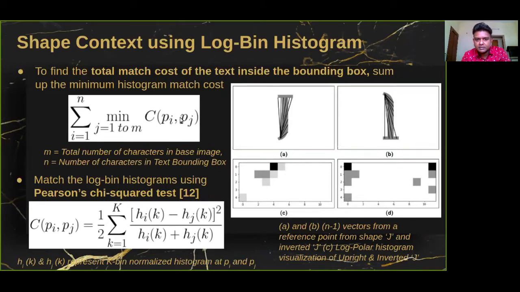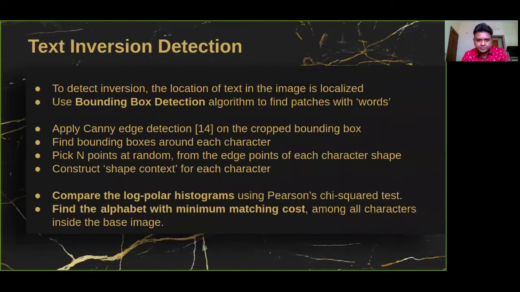I mean, whether it is inverted. We will compare with both the inverted and upright image. So if we do a minimization of the sigma, we will find whether it is an inverted image or an upright image. To do this, first we do the bounding box detection, then we apply Canny edge detection to find the edge images. We will pick n points at random and construct the shape context. We will compare it with the log polar histogram and do a minimum matching cost to find the alphabet.